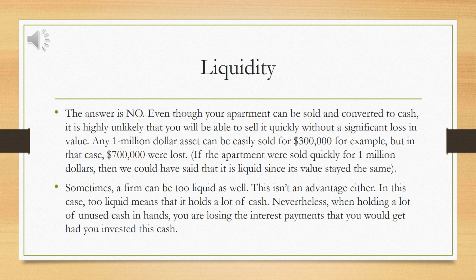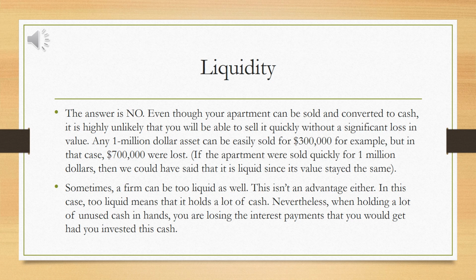The answer is no. Even though your apartment can be sold and converted to cash, it's highly unlikely that you will be able to sell it quickly without a significant loss in value. Any $1 million asset can be easily sold for $300,000, for example, but in that case, $700,000 were lost. If the apartment were sold quickly for $1 million, then we could have said that it's liquid since its value stayed the same. Sometimes a firm can be too liquid as well.